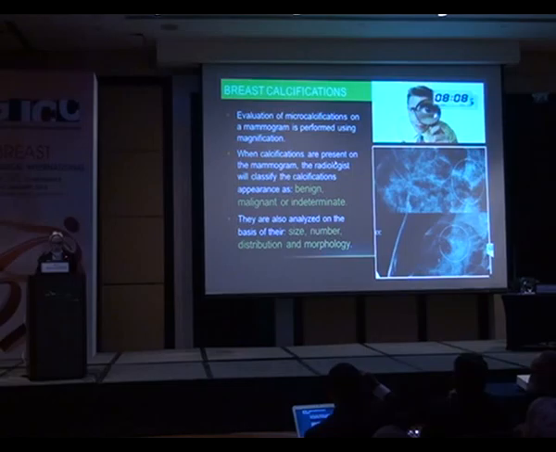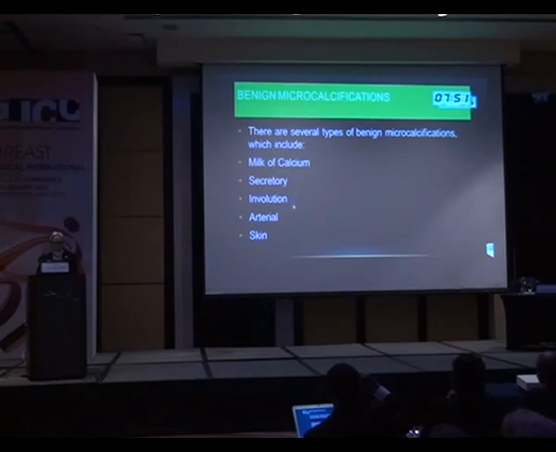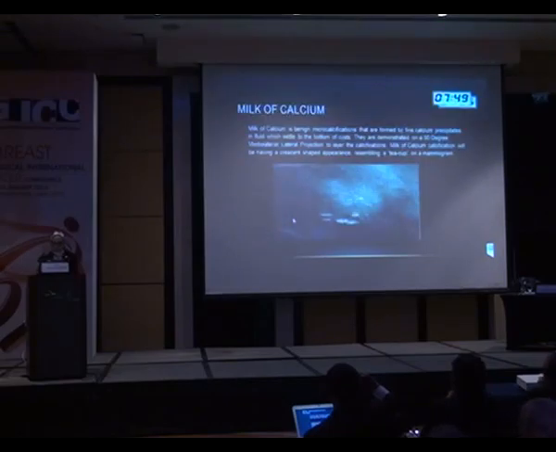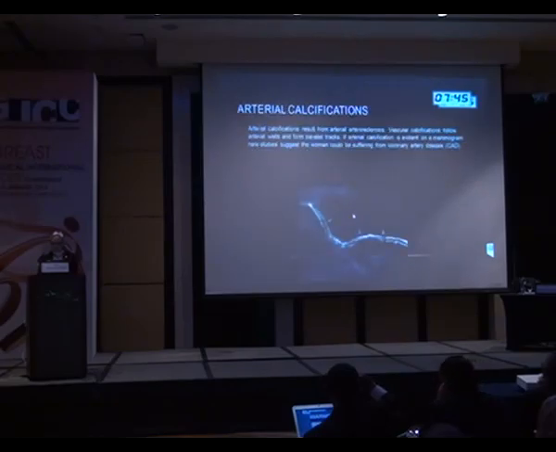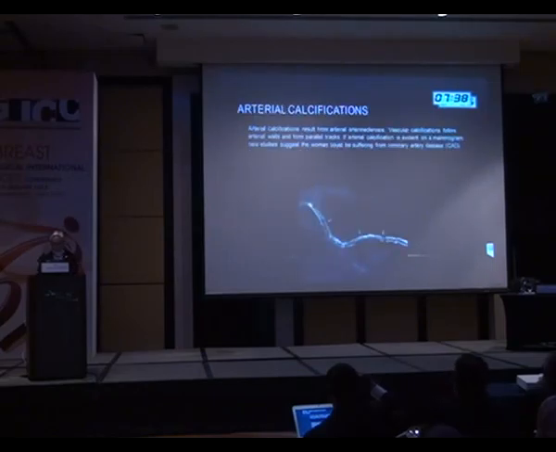When calcification is present in the mammogram, it could be categorized as benign, malignant, or indeterminate, and we depend on the size, number, distribution, and morphology. For benign calcification, there are several types, like the milk of calcium, secretory, involution, arterial, and skin calcification. This is an example of milk of calcium within the cysts. Milk of calcium within the cysts is better to take like 90-degree view in order to appreciate it.